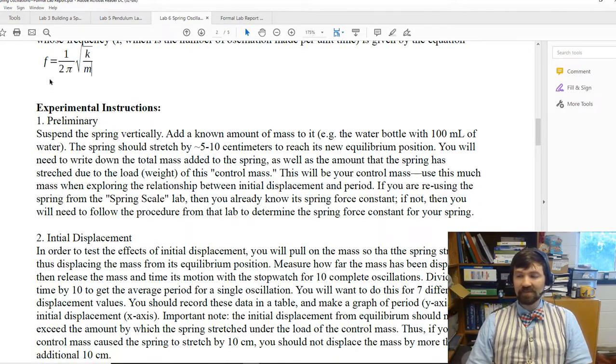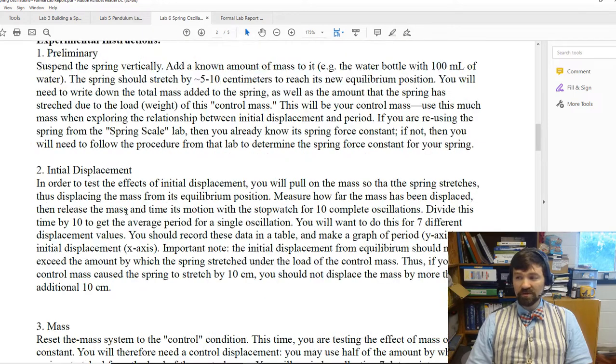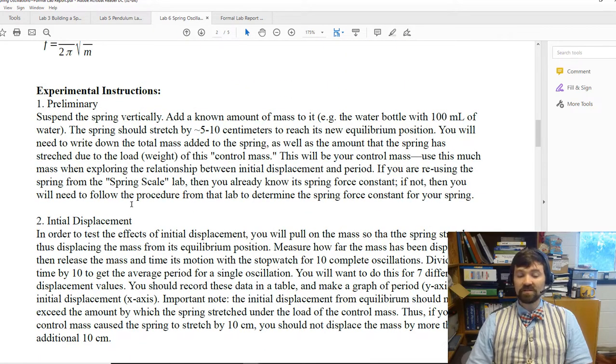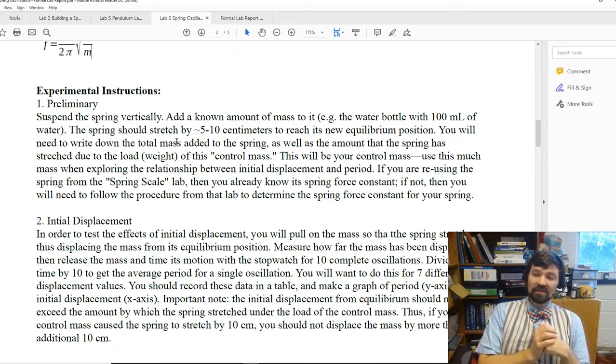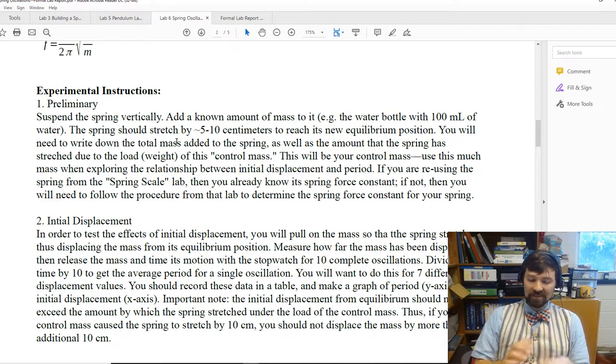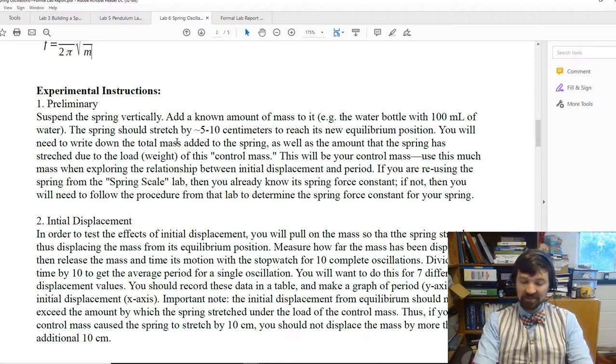Then you do the experiment. These are the basic instructions that I've given you. What you should be doing is writing this out step by step. So your experimental instructions section may begin with preliminary considerations. Gather the following equipment. I need a stopwatch of some sort. I need a spring. I need some water to make masses and a measuring cup, that kind of stuff.